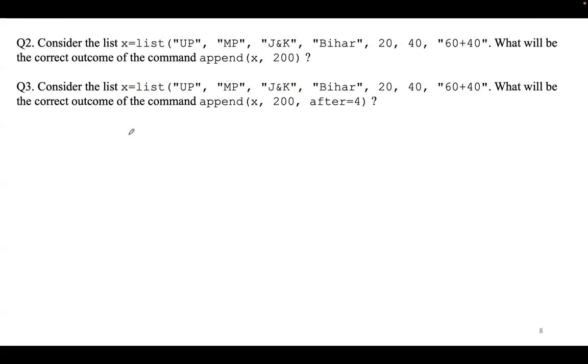All right. So there are 2 very related, very simple questions. You have a list which has 1, 2, 3, 4, 5, 6, 7 elements. I have missed this bracket here. All right, so this is the list. So what is the correct output of the command? If I write append 200, what is going to be the output? So basically, where is this 200 going to be fitted?